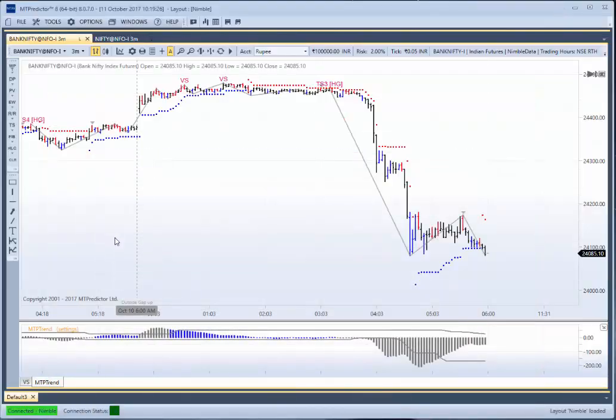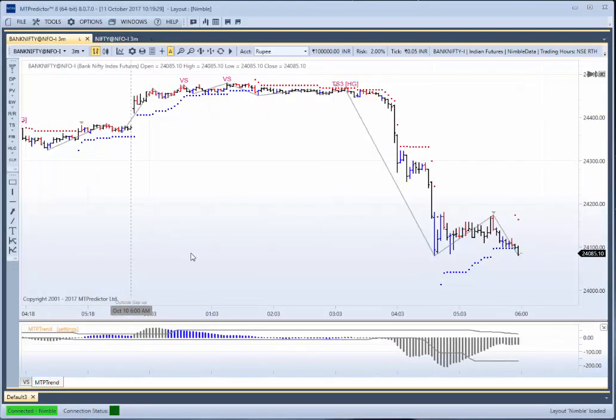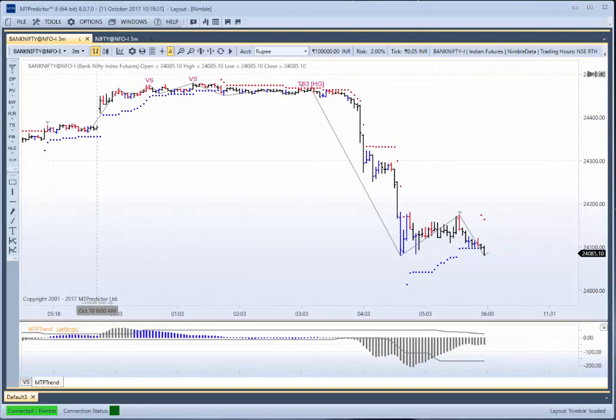Right, onto the chart. This is the BankNifty on a 3-minute chart today, and as you can see we had a very sharp decline here. So I'd like to have a look at this from the viewpoint of a slightly more advanced MTPredictor user rather than one who's just following our MTP trend, because you can see we had some sell setups at the top here, but our MTP trend was blue.